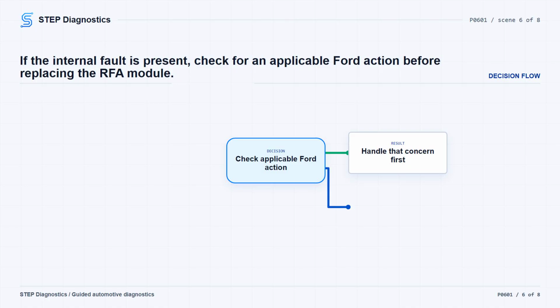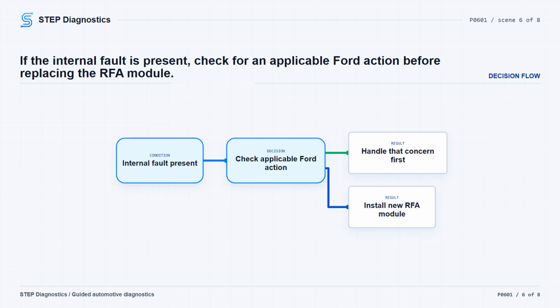If the internal RFA fault is present after the self-test, check for any applicable TSB, GSB, SSM, or FSA that addresses this exact concern. If one applies, stop this path and handle that first. If nothing applies to this concern, the directed repair is to install a new RFA module.